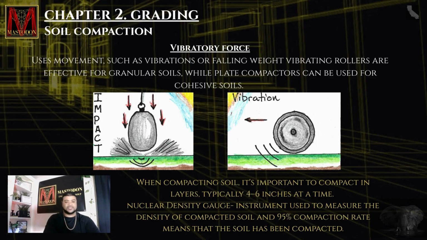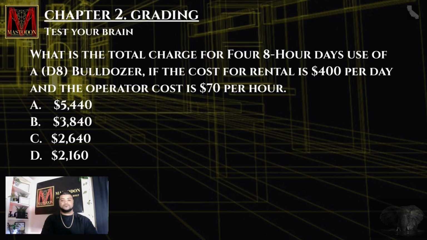A nuclear density gauge is an instrument used to measure the density of compacted soil. And a 95% compaction rate is the requirement. So when you compact soil, it has to be 95. You can't get 100%, but 95% is the recommended compaction rate. Okay, remember that too.